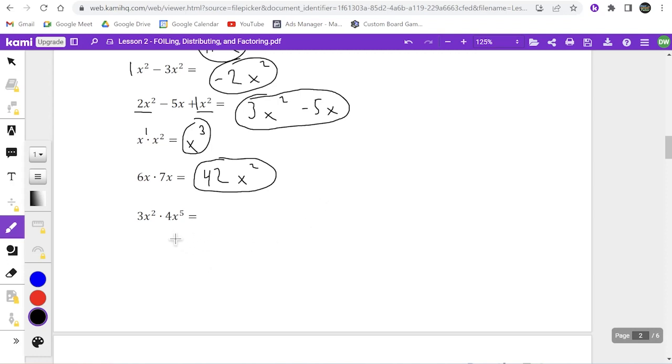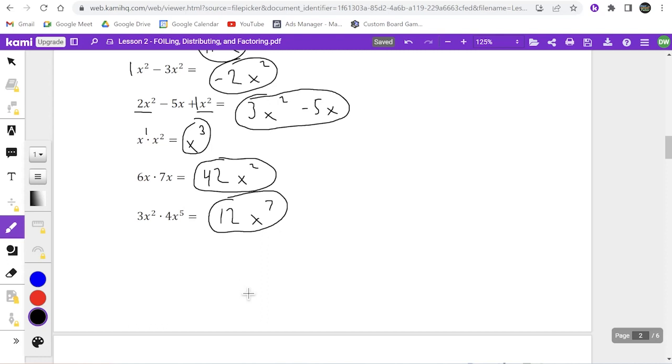Okay, and time's up. 3 times 4, again, numbers separately from the x's. So 3 times 4 is 12. x squared times x to the fifth: 2 plus 5 is 7, so it's x to the 7th power. Do not multiply 2 times 5. If you said x to the 10th, that is incorrect.